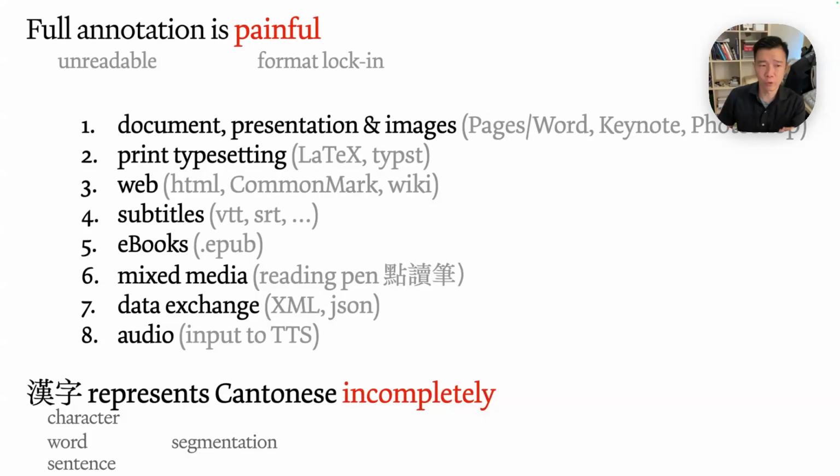We don't want to repeat the same annotation process for every single one of these 10, 15 formats that I've shown here. We could be writing an interchange converter from XML to JSON, from JSON to VTT, but that means writing 15 times 15 pairs of conversions.